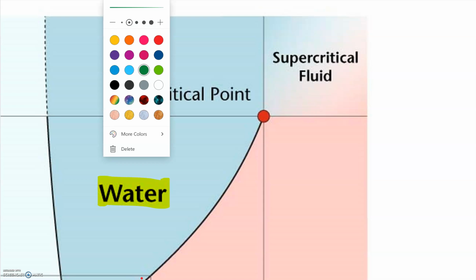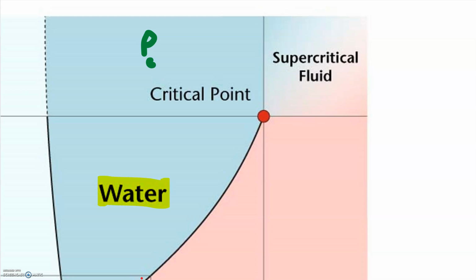We'll call this PC. Let me make my ink a little narrower so you can read it. I don't know why my pen isn't writing. Thank you. We'll call PC the critical pressure. Remember that pressure is on the y-axis.